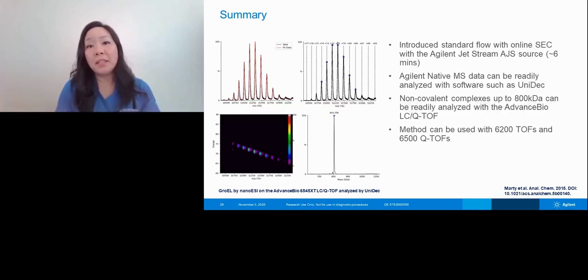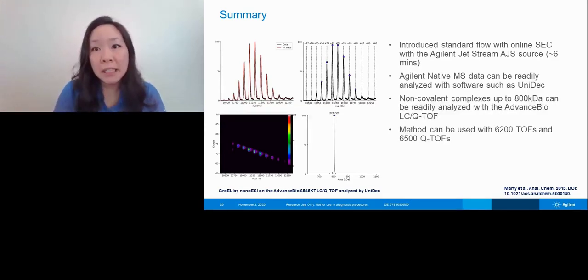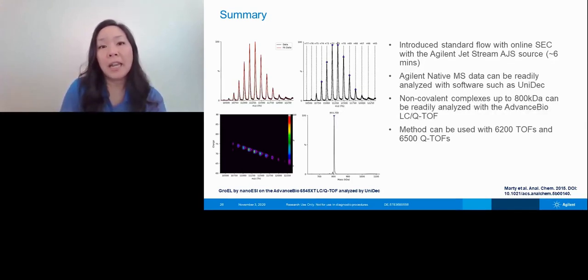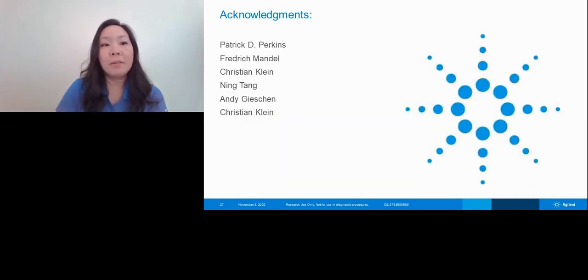So again, this method is not just limited to the XT. You can use this method on the 6200 TOFs. You can use it on the 6500 series QTOFs. The XT is more highlighted because it does have the extended mass range and the vacuum, which is more amenable to lower concentrations.